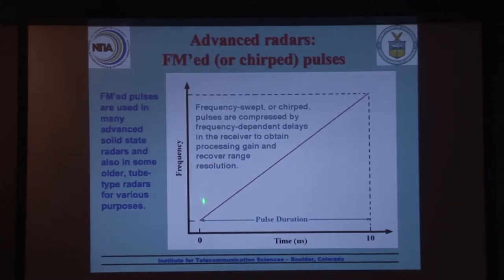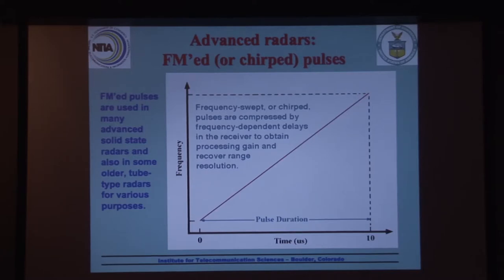So what they have to do is modulate the pulse by, for example, changing the frequency of the pulse while the pulse itself is running. So if we have a 10 microsecond long radar pulse, while the pulse is running, the frequency may be increased, or conversely, the frequency could be decreased. It doesn't even have to be linear. It could do a nonlinear change of frequency with time.